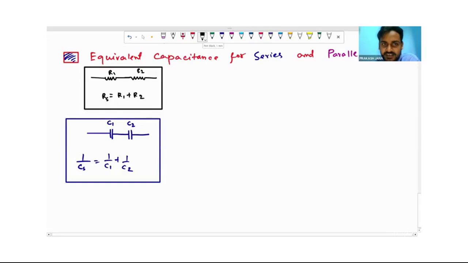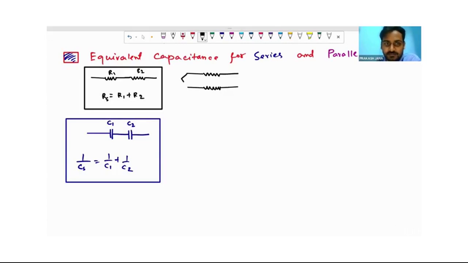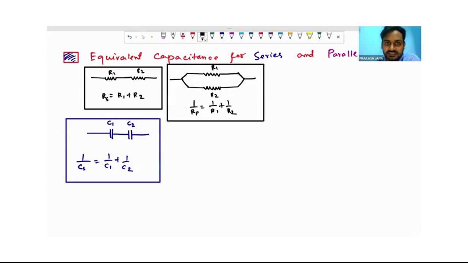What is the case for parallel? Suppose this is one resistance, this is another resistance. We will connect them in parallel. This is the parallel combination. Suppose this is R1, and this is R2. Then for the parallel combination, 1 by Rp is equal to 1 by R1 plus 1 by R2. That's how we calculate the equivalent resistance.